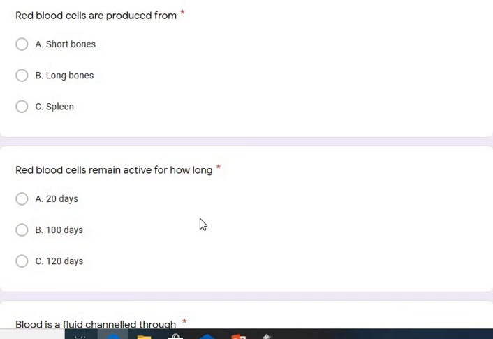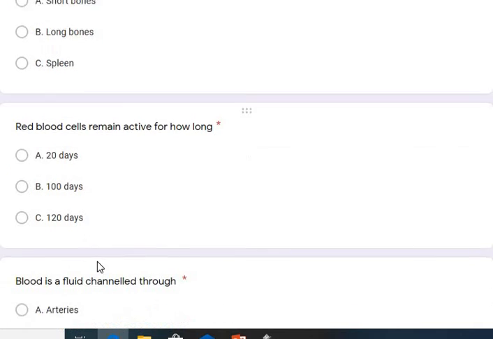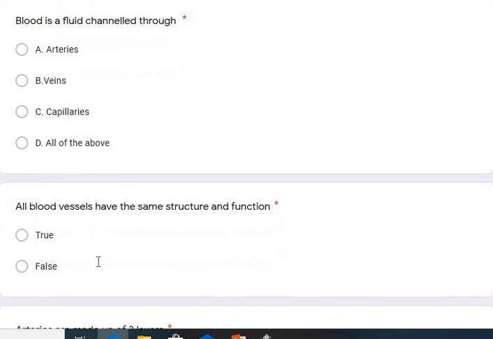Red blood cells are produced from the bone marrow of long bones. Red blood cells remain active for, like we said, 120 days. Blood is a fluid channeled through the blood vessels, which include arteries, veins, and capillaries. So it's all of the above.